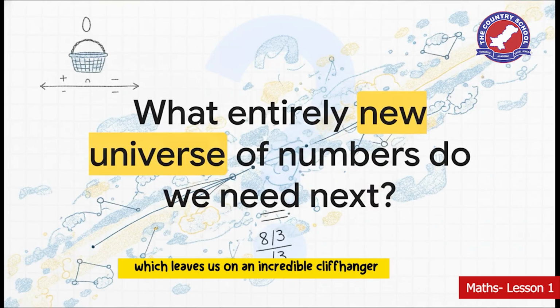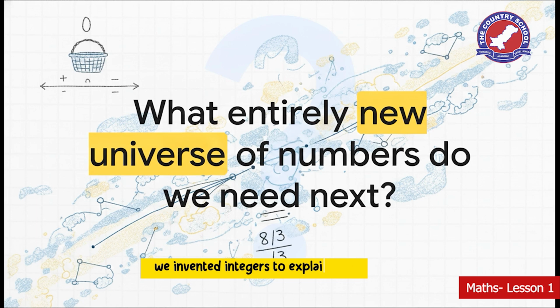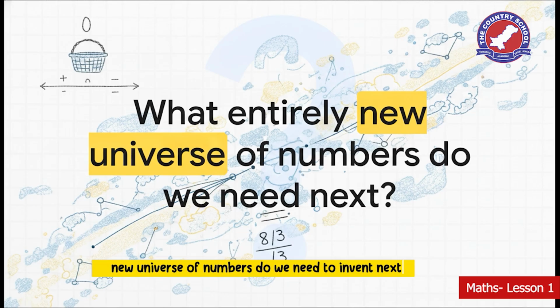Which leaves us on an incredible cliffhanger. Mathematics, as you can see, is just a constant evolution of problem solving. We invented whole numbers to explain an empty basket. We invented integers to explain debt and going below 0. So I'm going to leave you with this provocative question. If integers absolutely cannot divide 8 by 3 cleanly, what entirely new universe of numbers do we need to invent next to handle all the fractions and decimals of the real world?